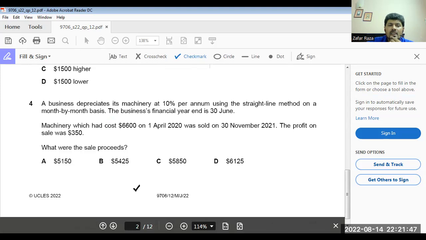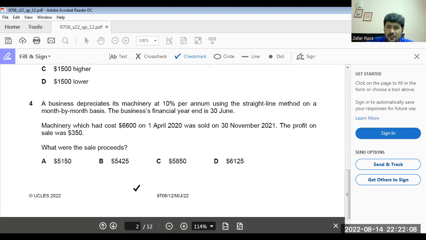Okay. Now a business depreciates machinery at 10% per annum using the straight line method on a month-to-month basis. The business financial year end on 30th June. Machinery which had cost 6,600 on 1st April 2020 was sold on 30th November 2021. The profit on sale was 350.